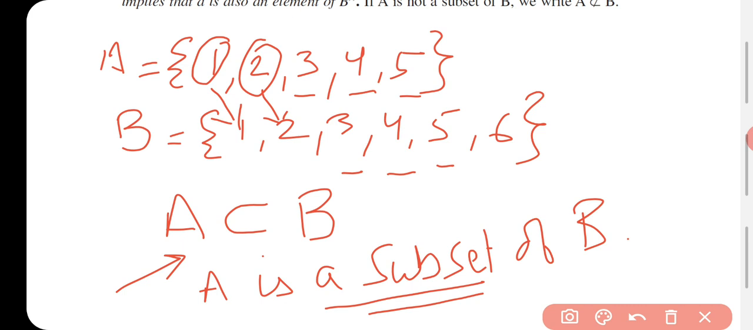Now, what is the definition of a subset? After taking the example, subset means there are two sets, let A and B. If all the elements of set A are members of the set B, then A is called the subset of B. This is the definition of a subset. I hope this thing is clear to all of you.